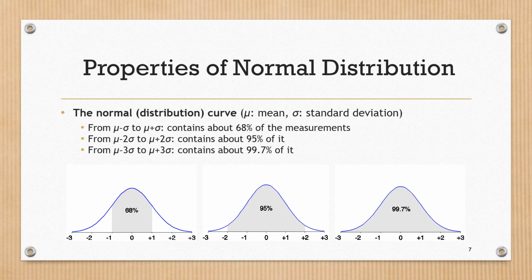Basically, 68% of data objects in the entire dataset are between mean minus 1 standard deviation and mean plus 1 standard deviation. 95% of data objects are between mean minus 2 standard deviations and mean plus 2 standard deviations. 99.7% of data objects are between mean minus 3 standard deviations and mean plus 3 standard deviations.